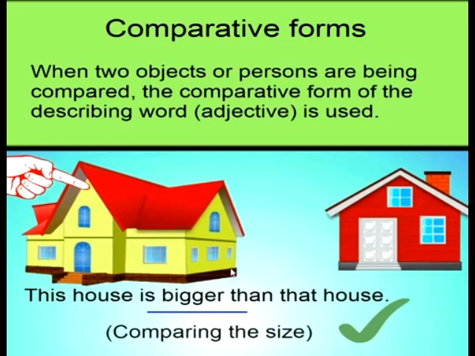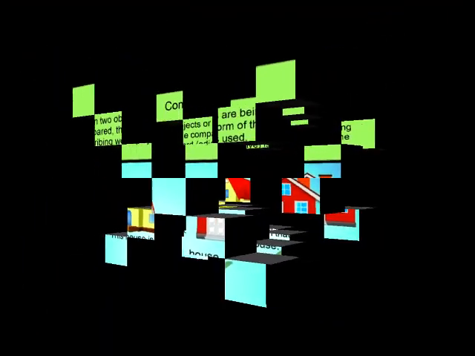So remember two things. First, we are using than and not to. Second, we are using only bigger. We don't say more bigger because bigger is already the comparative form of big. So when two objects or persons are being compared, here we're comparing two objects, that are two houses, the comparative form of the describing word or adjective is used.